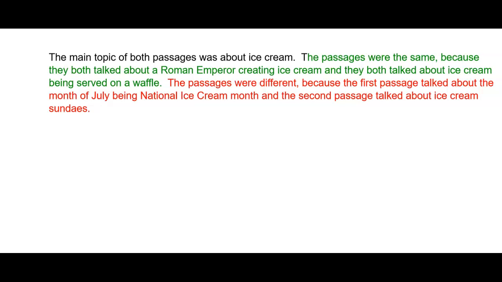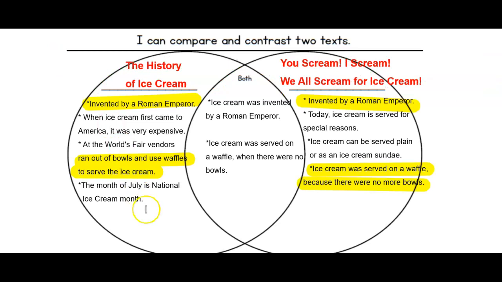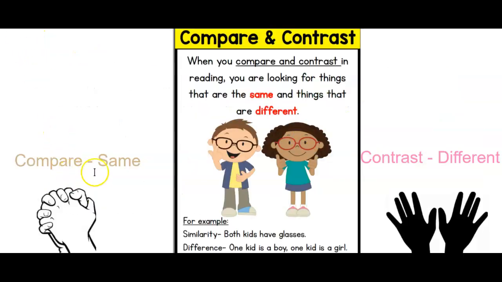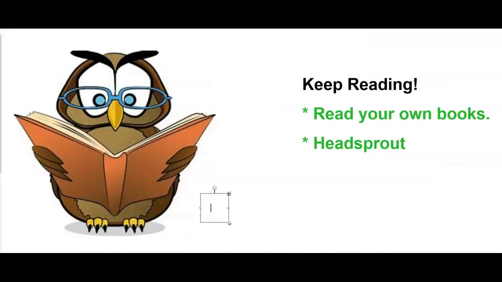Did your paragraph look something like mine? If not, did you use the points that were talked about on the Venn diagram? I hope so. Now let's review what we've learned today. We've learned that fiction are texts that are made up and not true, and nonfiction are texts that are true. We learned that compare means the same and contrast means different.